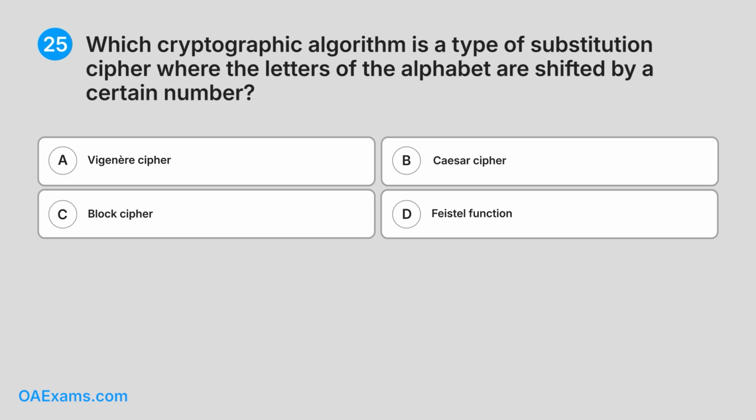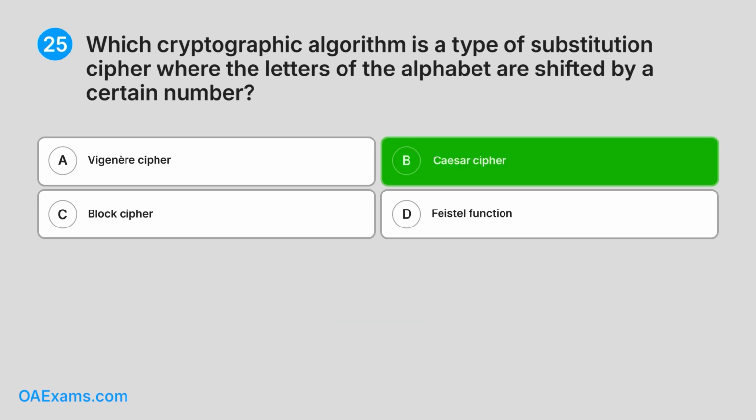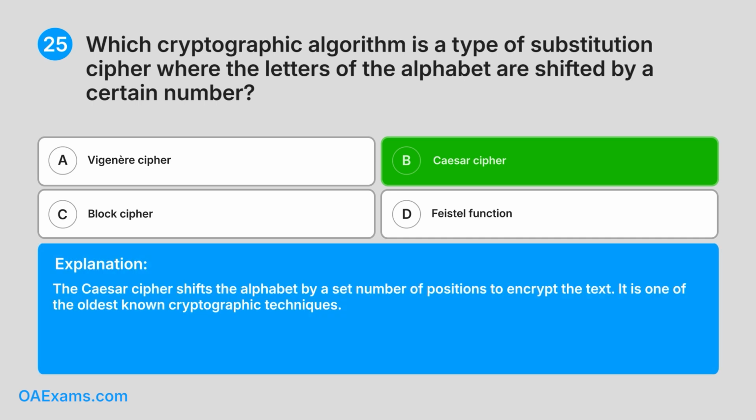Correct answer. B. Caesar cipher. Explanation. The Caesar cipher shifts the alphabet by a set number of positions to encrypt the text. It is one of the oldest known cryptographic techniques.